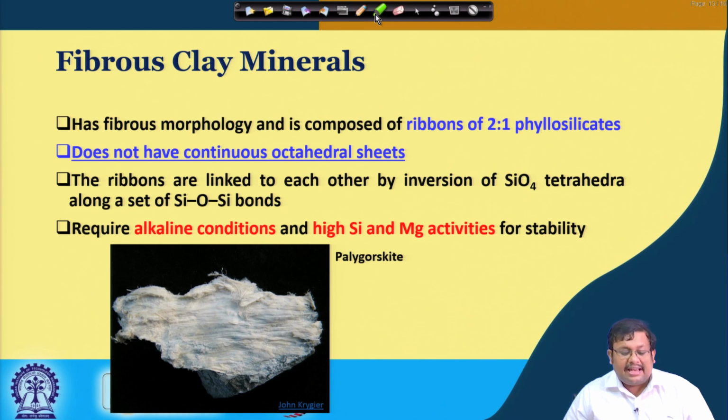We will see in the next slide, and basically they require alkaline condition and they have high silicon magnesium activity for stability. So, basically they require alkaline condition for their stability. In the acidic condition they will degrade. As I am telling you, these ribbons are linked to each other by inversion of silica tetrahedra along the set of Si-O-Si bonds. Let us see.